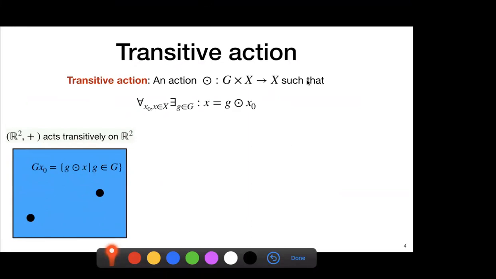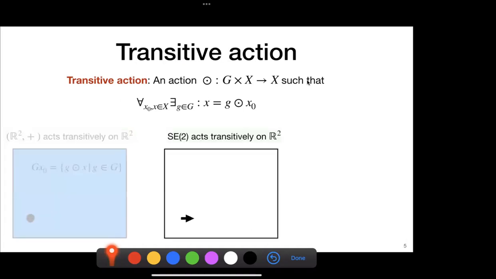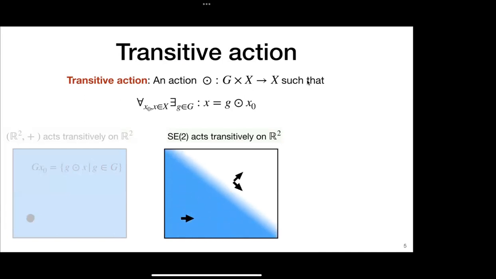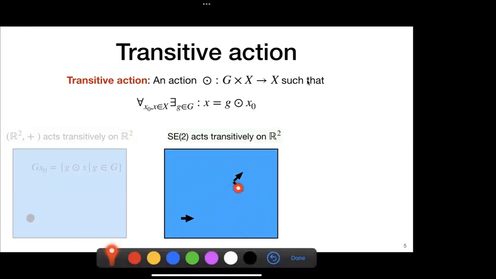The group acts transitively on R2, which means I can reach any other point with just picking one point and transforming it via the group. SE2, so rotations and translation, also acts transitively on R2. So if I, for example, pick a local position and rotation, I can rotate and translate it, and it brings me to this point. I could have picked a different rotation, but it brings me also to that point. So actually now there are multiple transformations that bring this chosen point to another point in space. But the important part here is it acts transitively, which means I can still reach the entire plane R2 with just this group action.